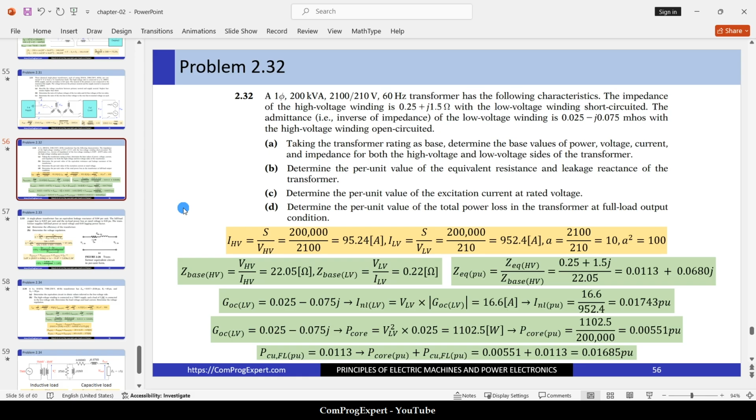Let's continue solving the problems of chapter 2. Today I try to complete the problems of this chapter.